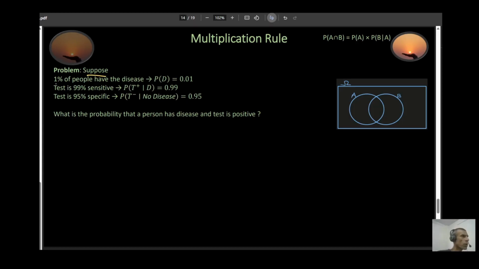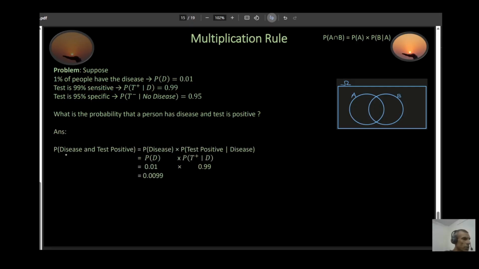Suppose 1% of people have the disease. In other words, the probability of D is equal to 0.01. There's a test and it is 99% sensitive. In other words, the probability of getting a positive test given that the person has the disease is 0.99. Also given to you is that the test is 95% specific. In other words, the probability that the test is negative given that the person does not have the disease is 0.95. What is the probability that a person has the disease and the test is positive?